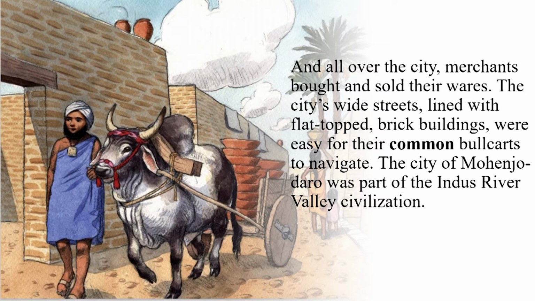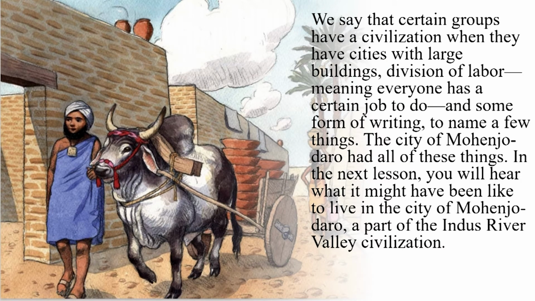The city of Mohenjo-Daro was part of the Indus River Valley civilization. We say that certain groups have a civilization when they have cities with large buildings, divisions of labor, meaning everyone has a job to do, and some form of writing, to name a few things. The city of Mohenjo-Daro had all of these things. In the next lesson, you will hear what it might have been like to live in the city of Mohenjo-Daro, a part of the Indus River Valley civilization.